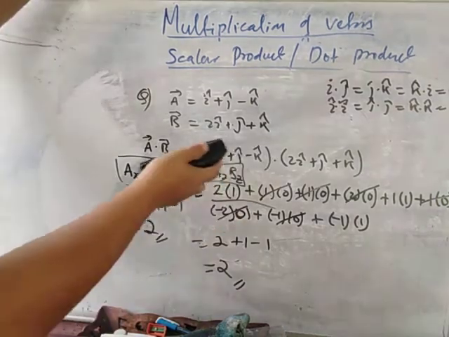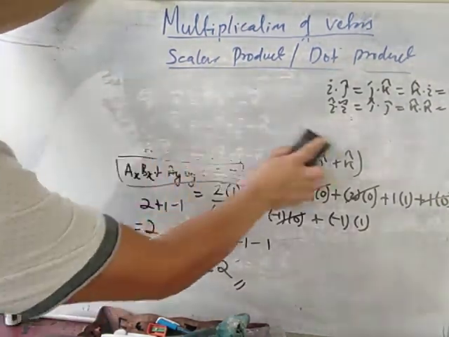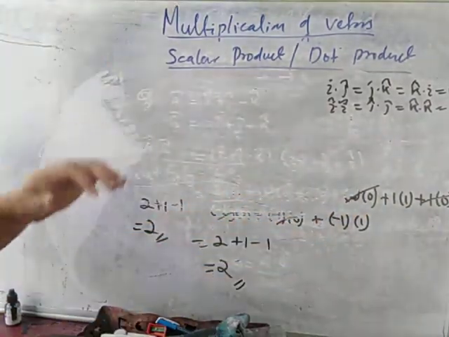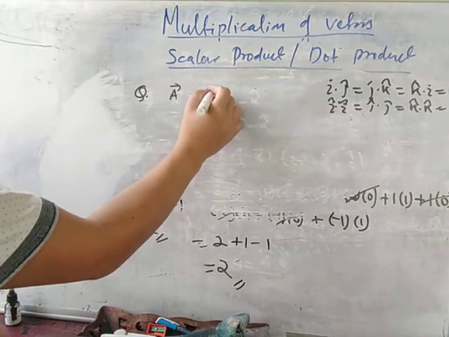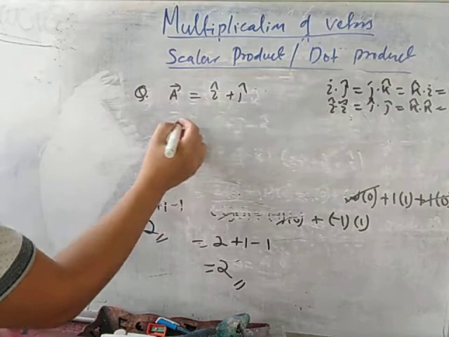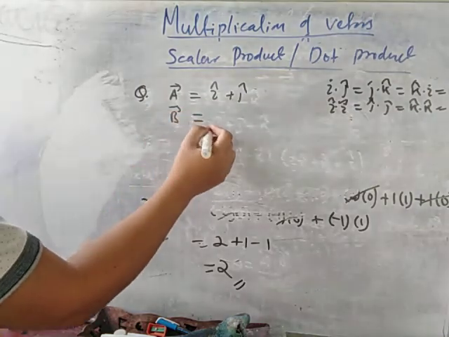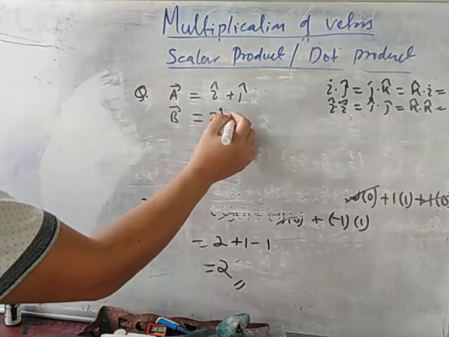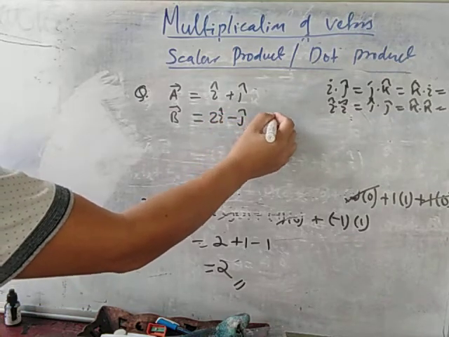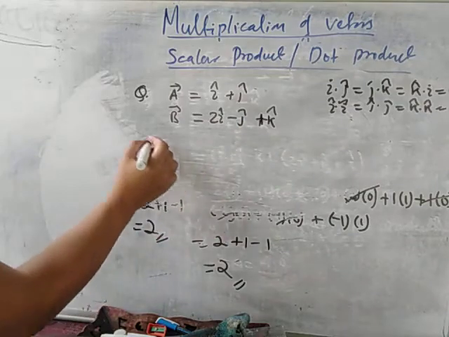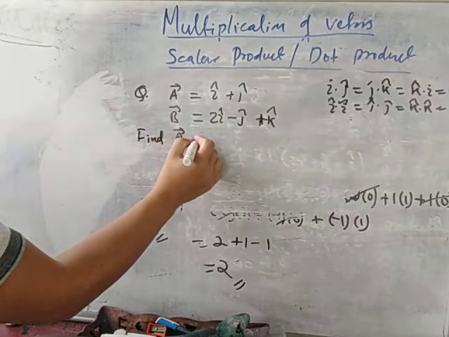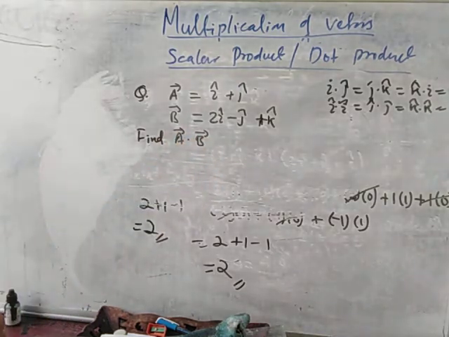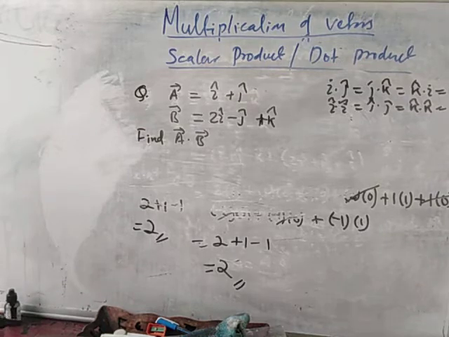Okay, so write down one question. If I have vector A equals i cap plus j cap, vector b equals 2i cap minus j cap plus k cap, then find a dot b.